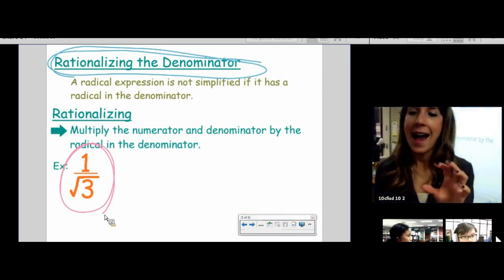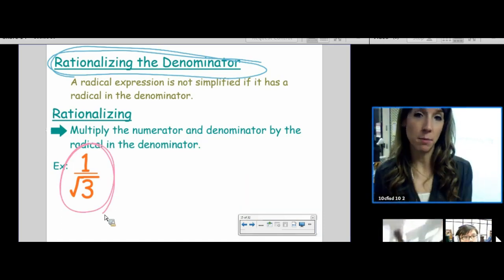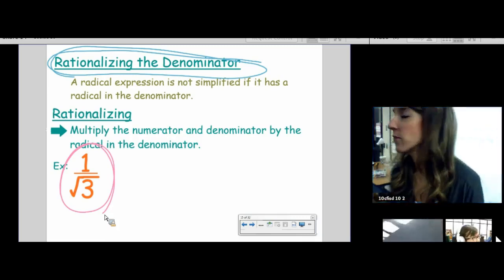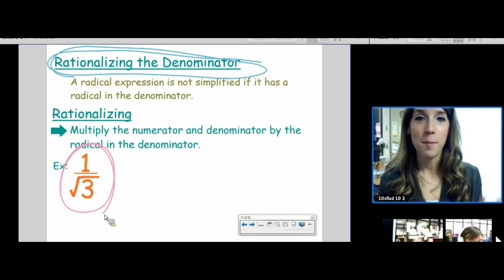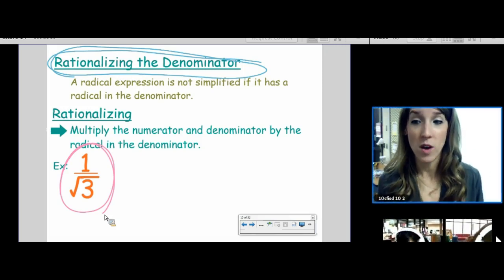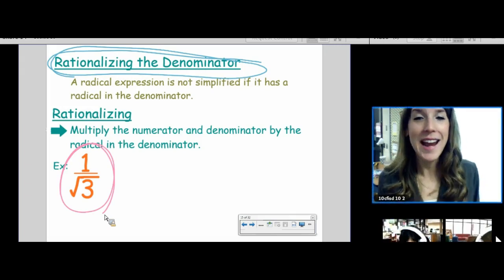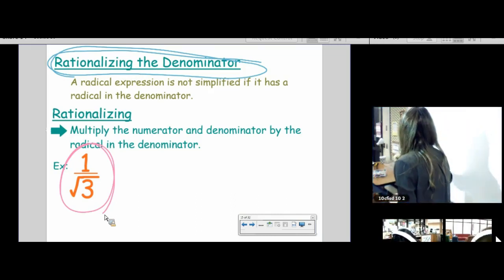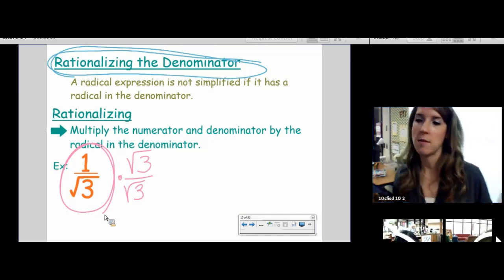So, when your number has a radical in the denominator, it is wrong. You have not simplified it. So we're going to learn how to rationalize the denominator. The way you rationalize it is you multiply that number by 1. You multiply it by 1. That's how you do it. But it's not any old one. It's a very fancy number 1. It's a very intentional number 1.